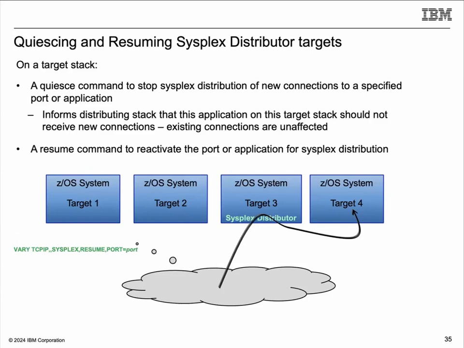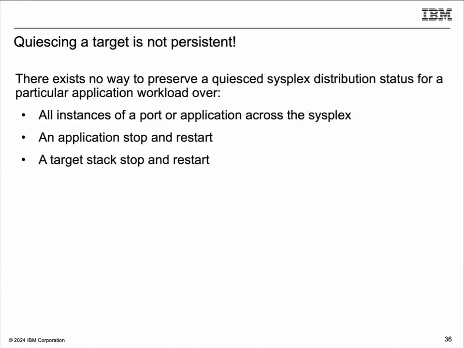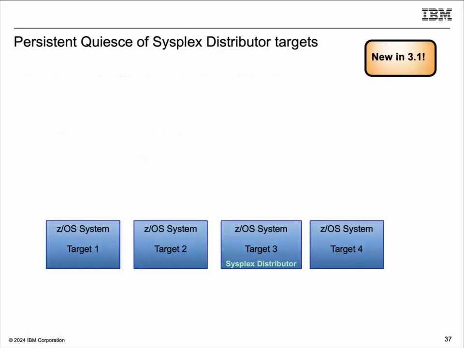It works very well. But what are the drawbacks of it? Well, one of the drawbacks is there's no way to preserve that quiesce distribution status for a target. So for example, once you issue that quiesce command and that target is quiesced, if you bring that application down and back up, or if you bring the target stack down and back up, we've lost knowledge of that quiesce state, and that target immediately becomes available again for distribution. That may or may not be what you want. So what we've done in 3.1 is created this new persistent quiesce of Sysplex Distributor targets.